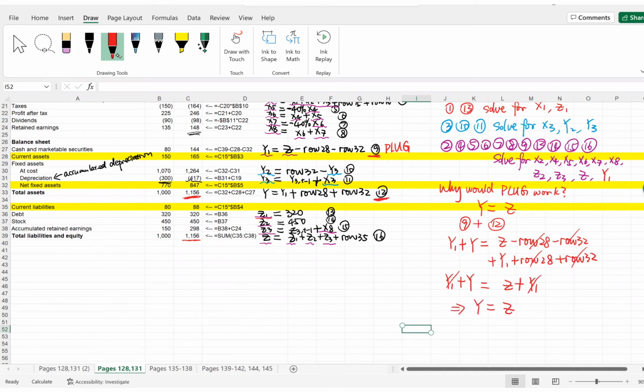So in the system here, where we have equations 9 and 12, as long as we can make sure that y here is equal to this formula, which we have for z all the way down here, then we can make sure that this y will equal z.